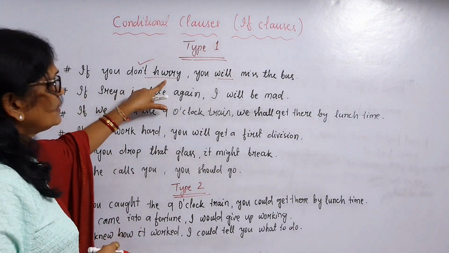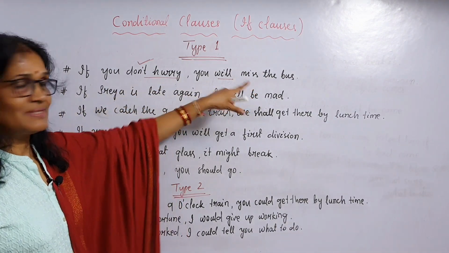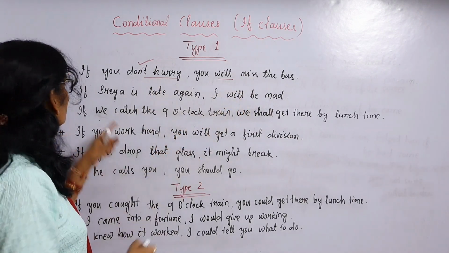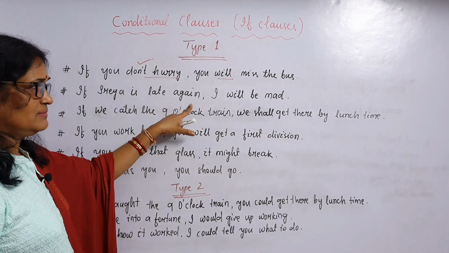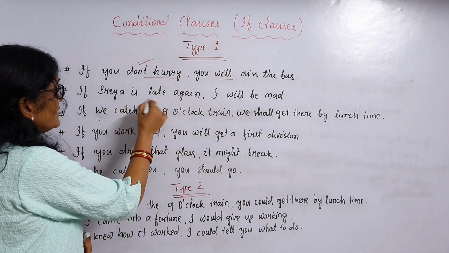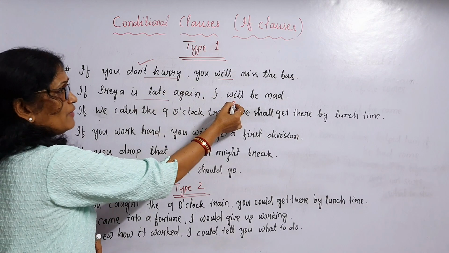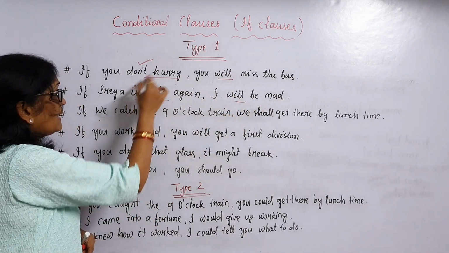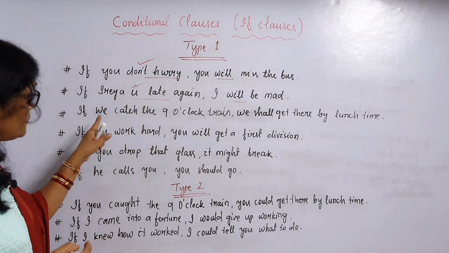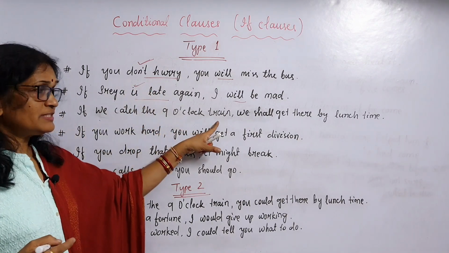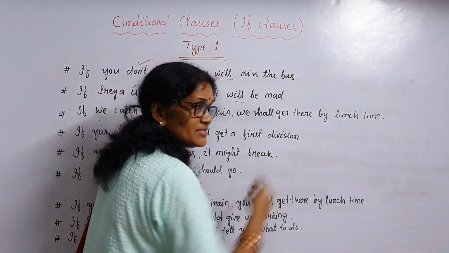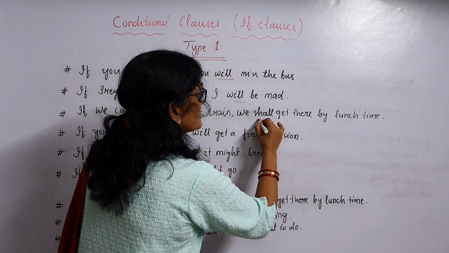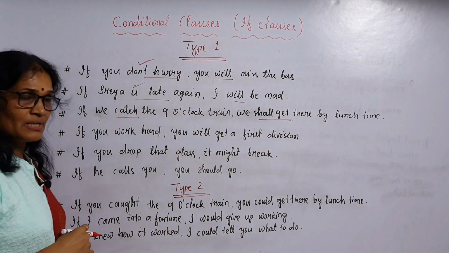Okay. If you don't hurry, you will miss the train. That means what condition here? That might happen. If Shreya is late again, I will be mad. Shreya is late, here simple present, I will be mad. Likely something happens. There you use type 1 condition. If we catch the 9 o'clock train, we shall get there by lunch time. Okay. Simple present and simple modal plus verb 1.